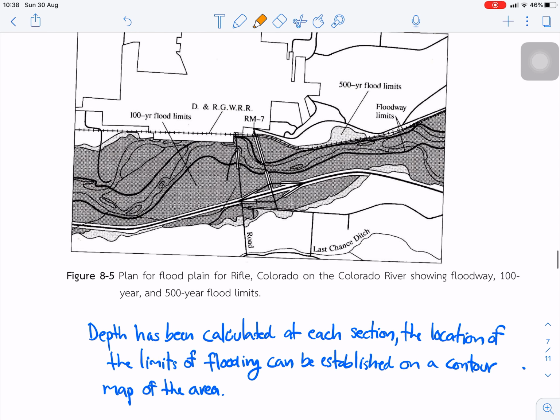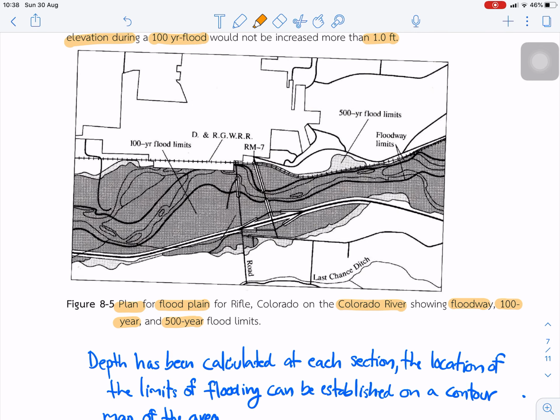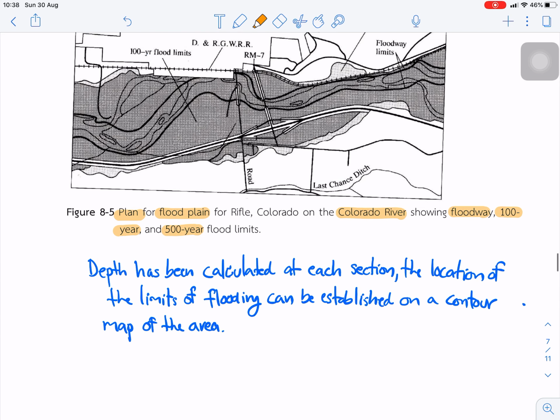This figure shows the plan view of the floodplain for Rifle, Colorado River, showing the floodway, 100 year and 500 year. The dark gray is the 100 year, and the light gray is the 500 year. So the 500 year is a bit larger compared to the 100 year. And how do we get this? First, we have to identify the depth of each section, and the location of the limit of the flooding can be established on the contour map of the area.